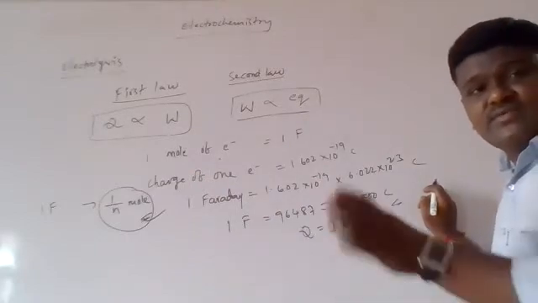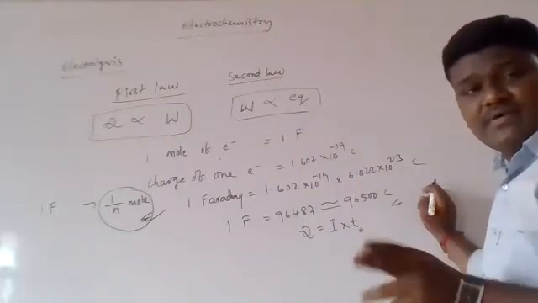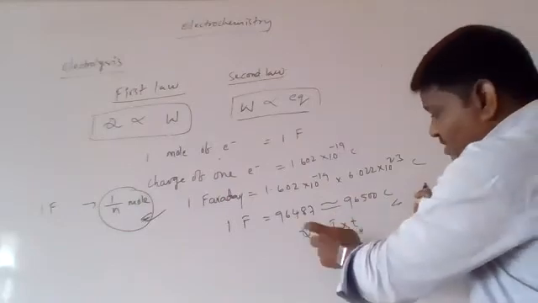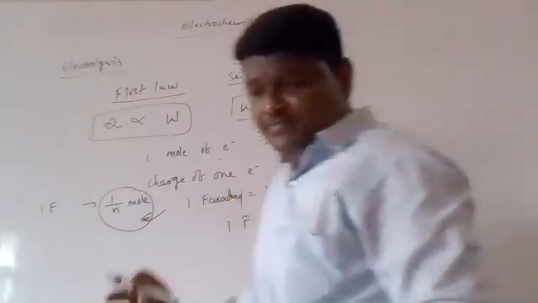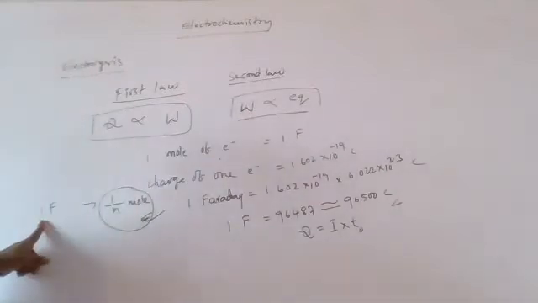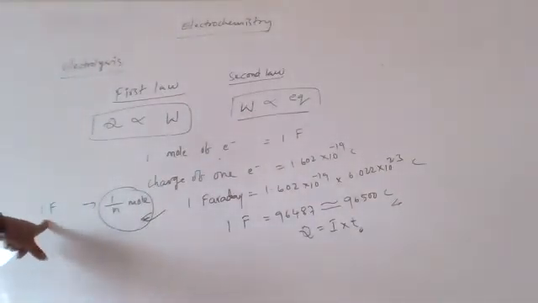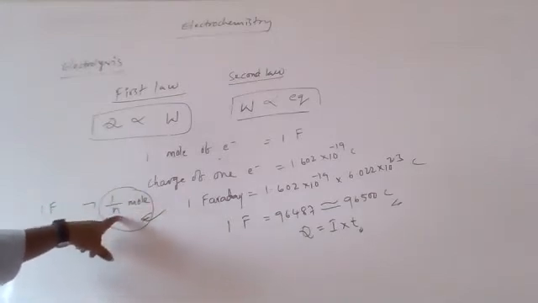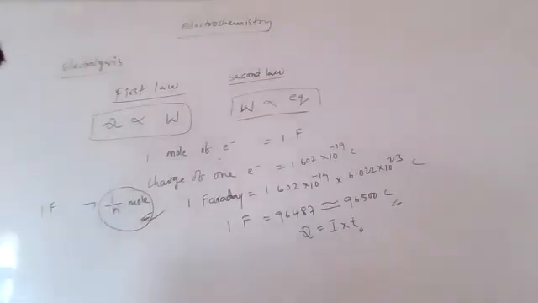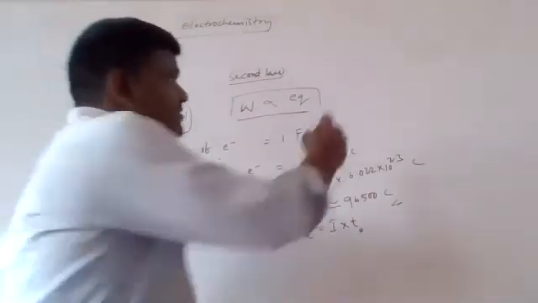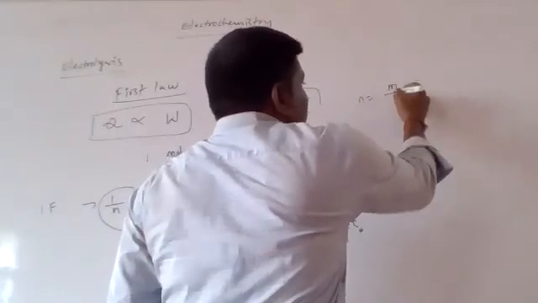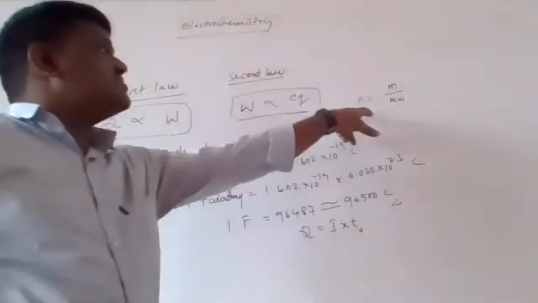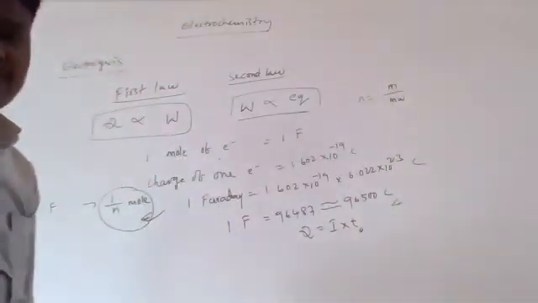Quantity of electricity Q is equal to I into t. I is ampere. Ampere into time is equal to the quantity of electricity. Here Q is in coulombs, this is important. When we pass 1 farad of electricity, the product occurring at the electrode is 1 upon n mole. The mole can also be converted into weight because n is equal to mass upon molecular mass. So molecular mass into mole gives the weight of the substance, which we can find out.